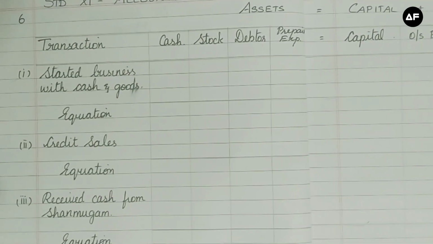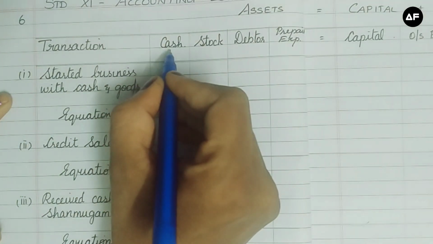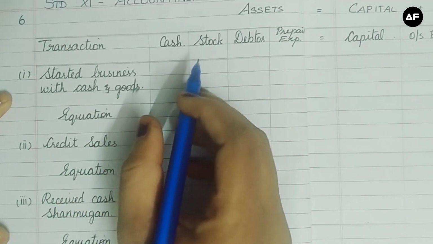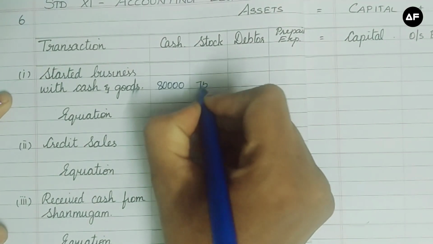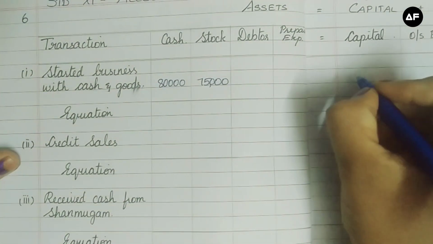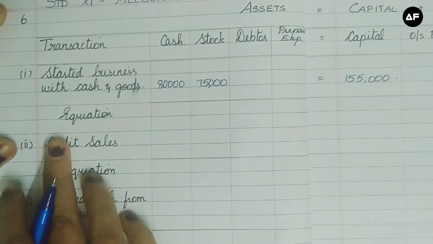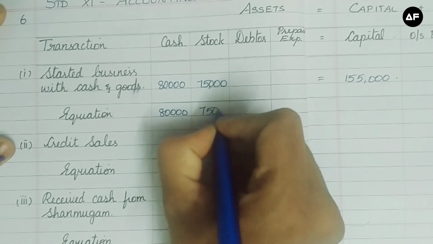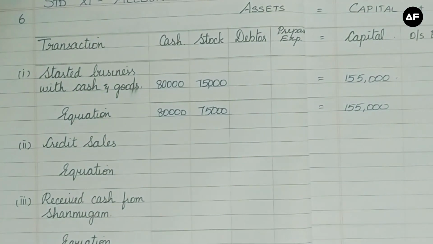My first transaction is: started business with cash and goods worth rupees 80,000 and 75,000. So I have opened a cash column for cash, and a stock column for the goods. Let's enter the values into the columns. So cash is 80,000 and stock is 75,000. So 80,000 plus 75,000 will give me my capital, which is 1,55,000. Next step, I'm going to balance it. So it's going to be 80,000, the same, plus 75,000, which will be equal to my 1,55,000 as capital. So my left hand side is equal to my right hand side, that is, asset is equal to liability.